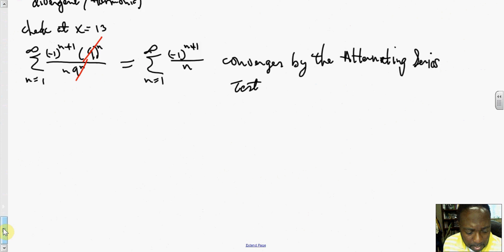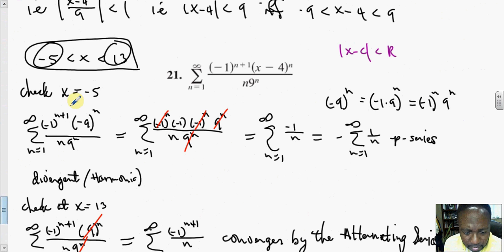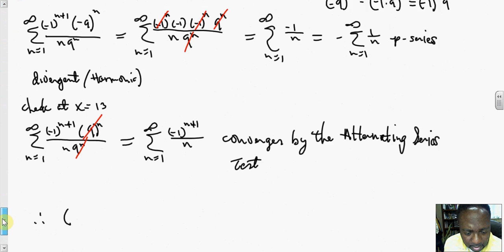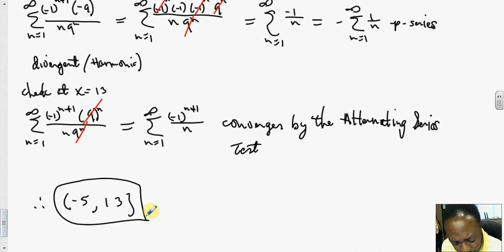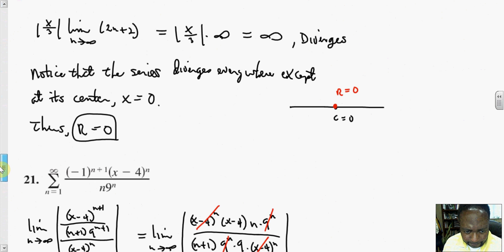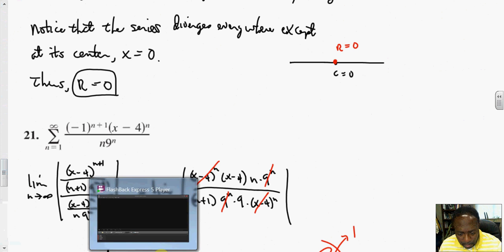So the series was divergent at negative 5. All right, we got harmonic, but it was convergent at 13. So it was open at negative 5, comma, closed at 13. I think that's pretty good, a pretty good overview of this section.